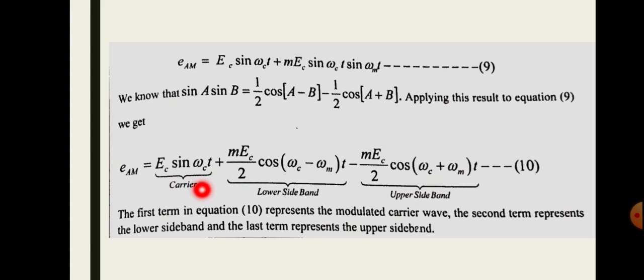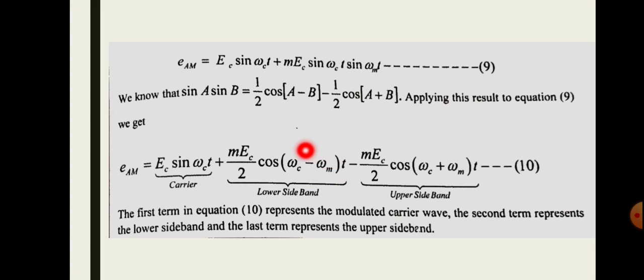And in this equation, EC sin ωct is the carrier signal, and you can see this EC sin ωct is the carrier signal. That means it has a carrier frequency and its amplitude is EC. So this represents the carrier signal itself. And this is, you can see, its frequency is ωc minus ωm.